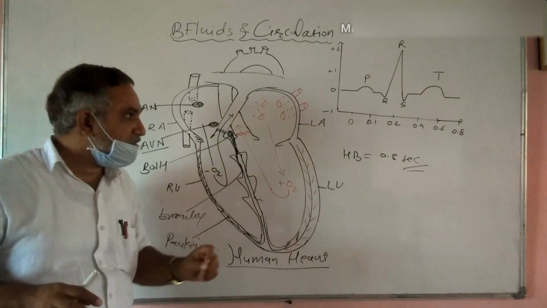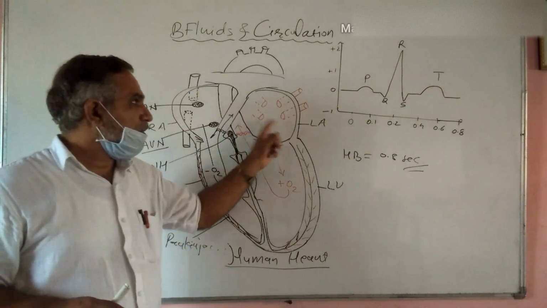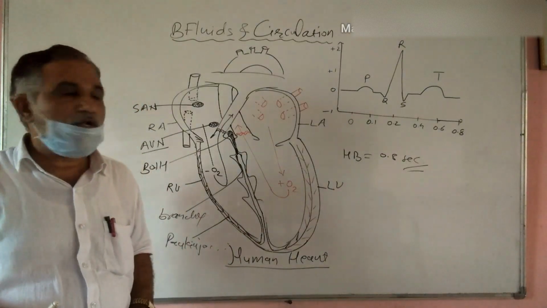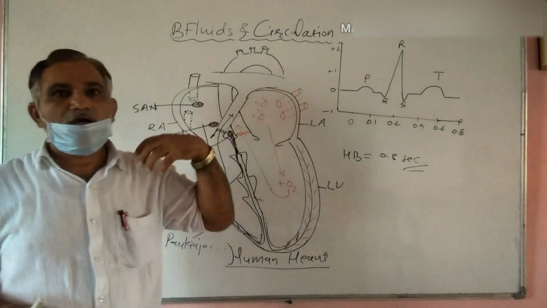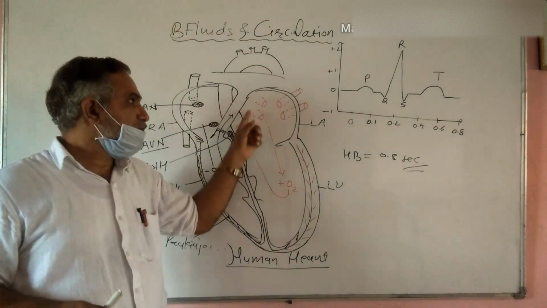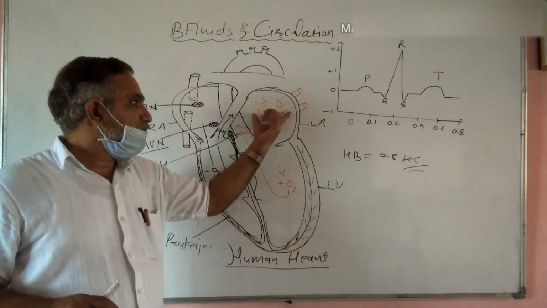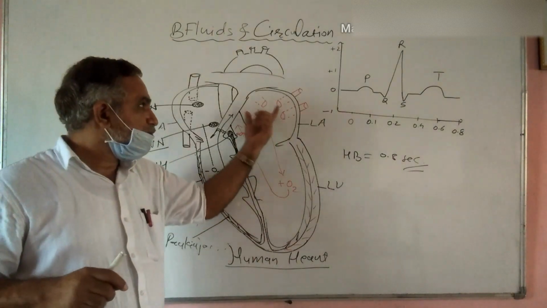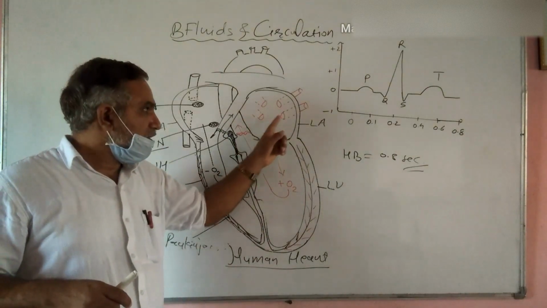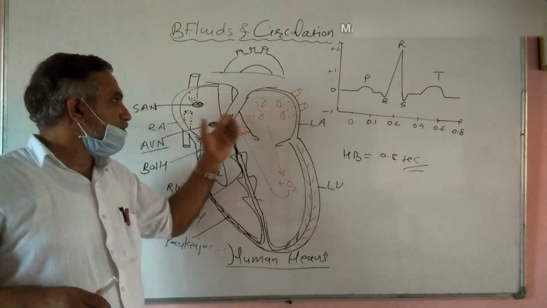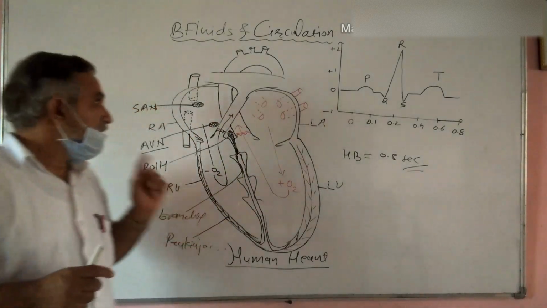At the same time what happens? This left atrium receives the pure or oxygenated blood. So these are the pulmonary veins. These two pulmonary veins come from the left lung, and these two pulmonary veins come from the right lung. So these are the four pulmonary veins. That pure blood or oxygenated blood is in the left atrium. So when both the atria fill, then what happens?